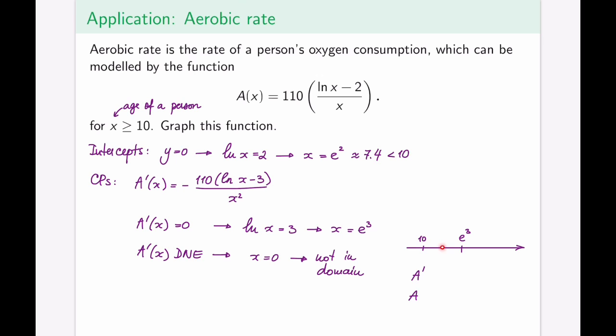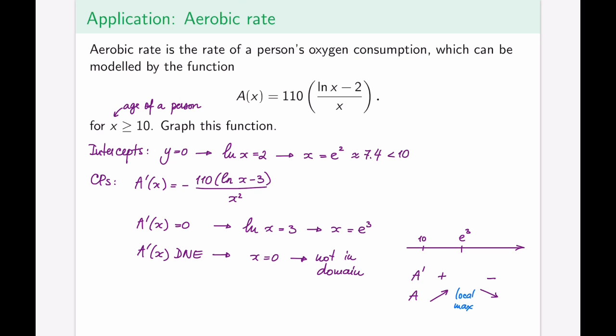So if I plug in a number in between here, so again, this is approximately 21. If I pick a number in this region and plug it into the derivative here, I am going to see that the derivative is going to be positive. If I pick a number after e cubed, I'm going to find that the derivative is negative, which means that my aerobic rate is increasing up until e cubed and then decreasing after, which means, of course, that at e cubed, I hit a local maximum. Now, this is my first derivative analysis.